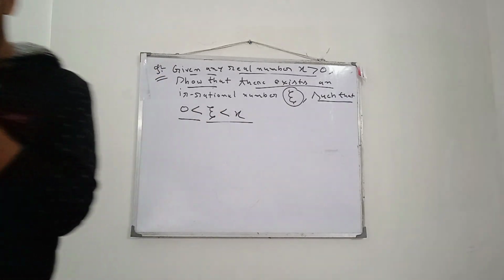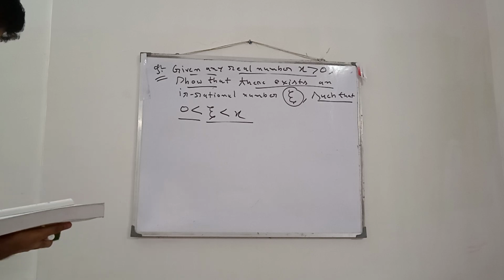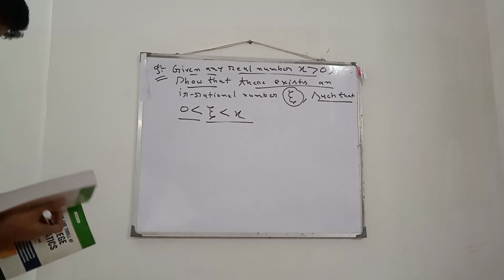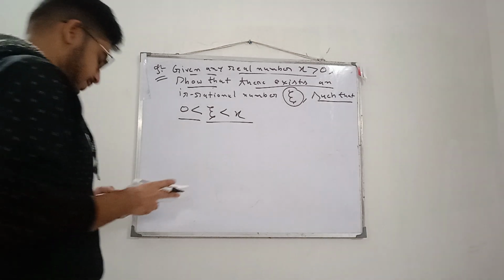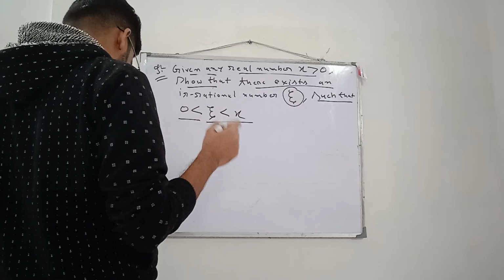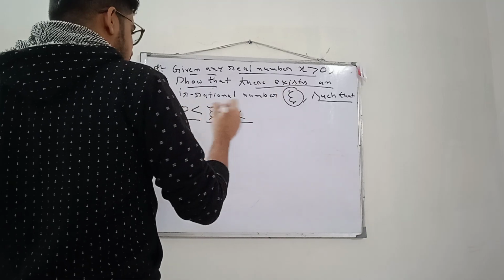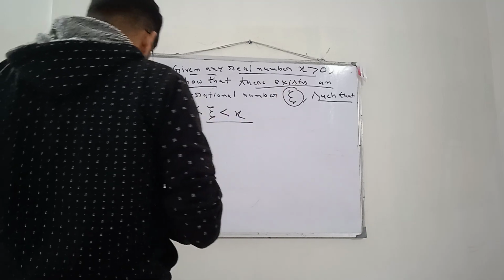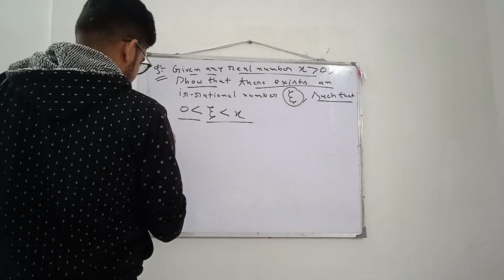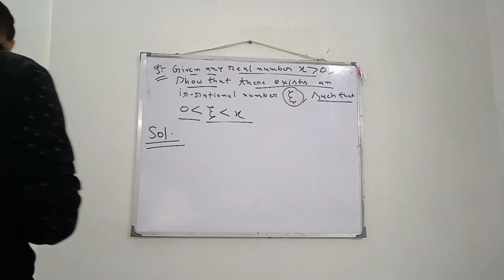Okay, so here we have to solve: given any real number x greater than 0, show that there exists an irrational number such that 0 is less than this number and it is less than x. Okay, solution part.